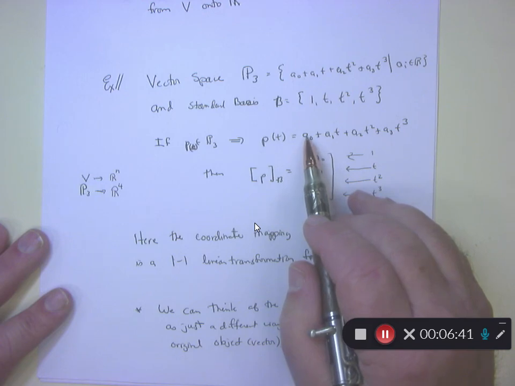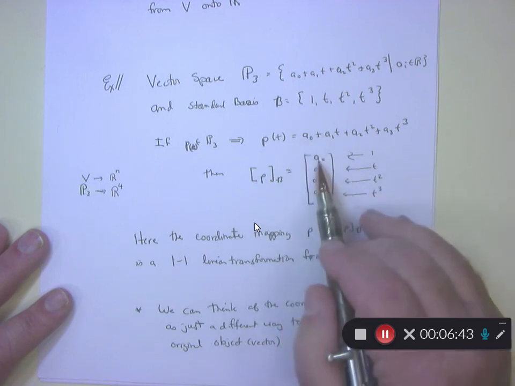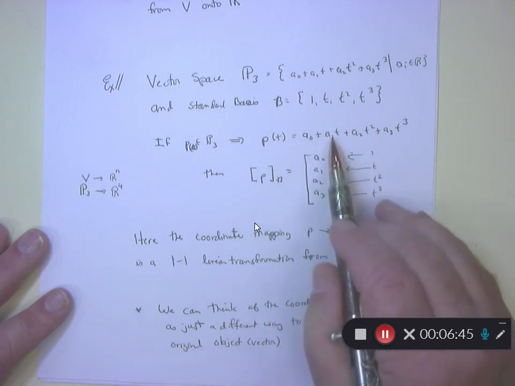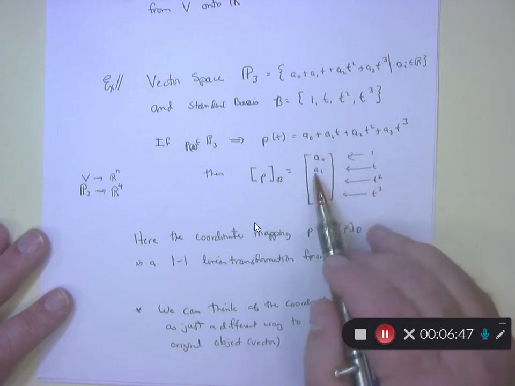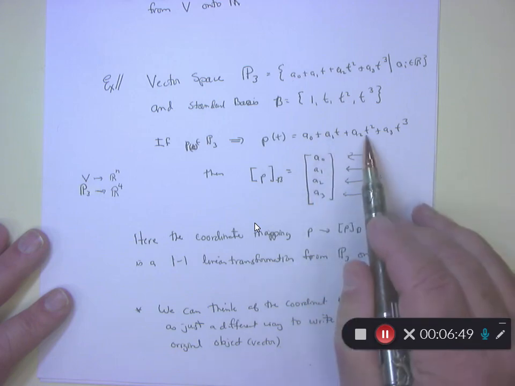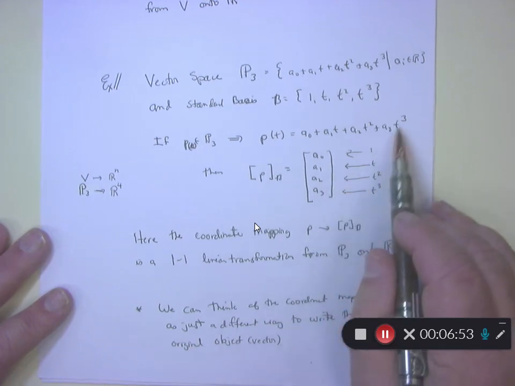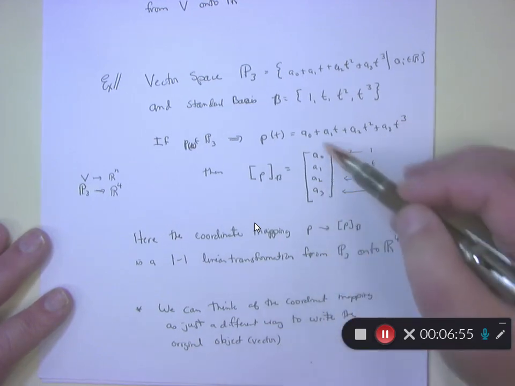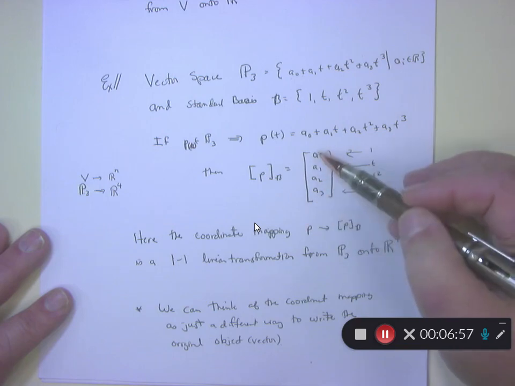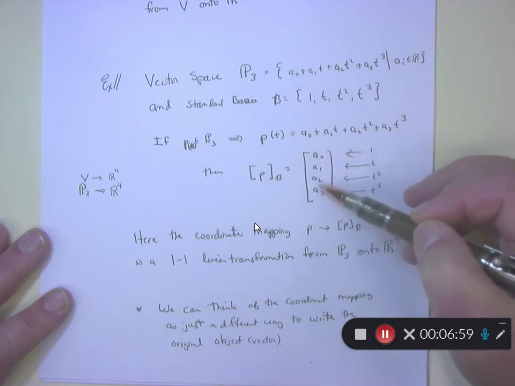Now then, if you look at this as a coordinate vector relative to basis B, the coefficient in front of the constant, in front of the 1, is a0. The coefficient in front of the t is a1. The coefficient in front of the t squared is a2. The coefficient in front of the t cubed is a3. So I could write this vector like this: a0, a1, a2, a3.